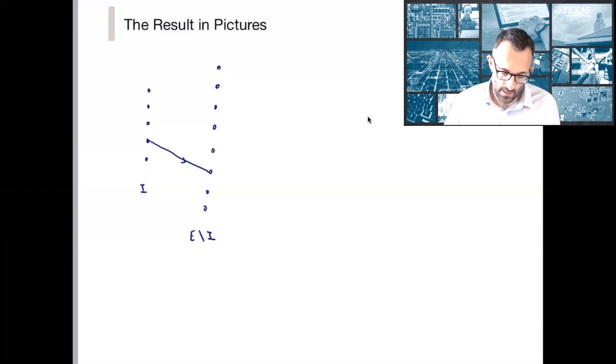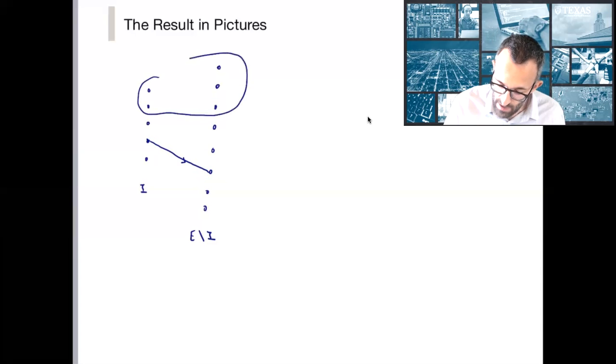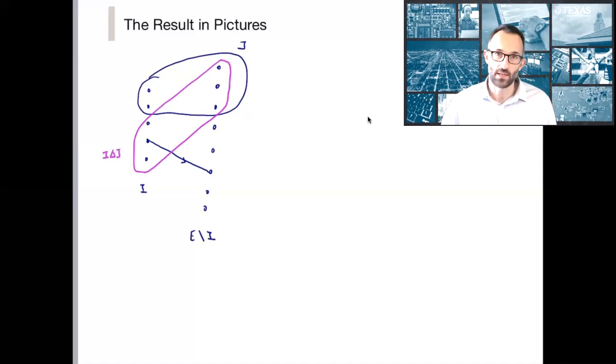So now let's draw J. I has 5 elements. J has to have 5 elements, and it has potentially some overlap with I. So let's suppose that it overlaps with these 2 elements. That means it has to have 5 minus 2, or 3, elements with which it doesn't overlap. So all of this is J. And that means that these 6 elements here are the symmetric difference of I and J.